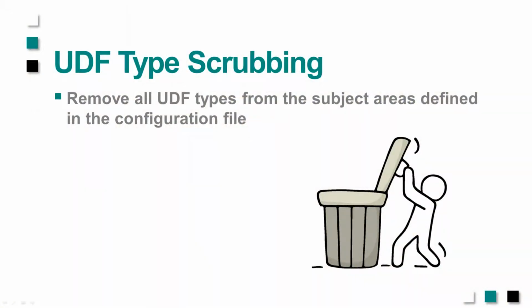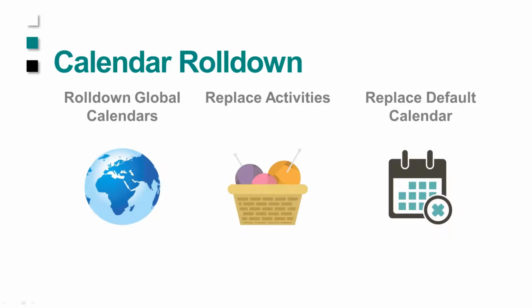You can remove all the UDF types from any subject area, as long as you define it within that configuration. The calendar roll down, again, you can roll that down to the project level and replace the activities with the project calendar, as well as replacing the default calendar in the project to be the project calendar. And then finally, that global calendar will be removed from the file. So it's going to maintain all the information of that global calendar, except now it's going to reside at the project level.